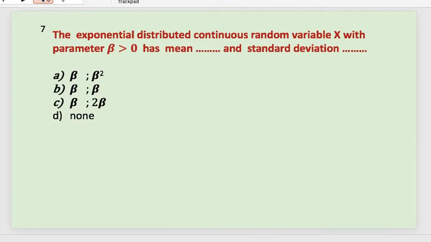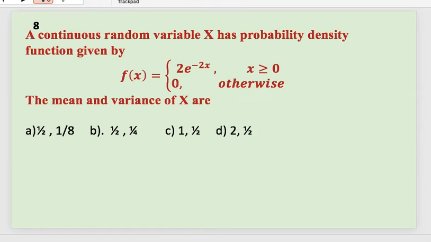Now this is also a memoryless exponential distribution, a continuous random variable x with the parameter beta, where the mean is equal to beta and the variance is equal to beta square. We are not looking for variance, we are looking for standard deviation. So the square root of beta square is beta. It means the standard deviation is also beta and the mean is also beta. So option B is the right option, where the first value is beta and the second is also beta.